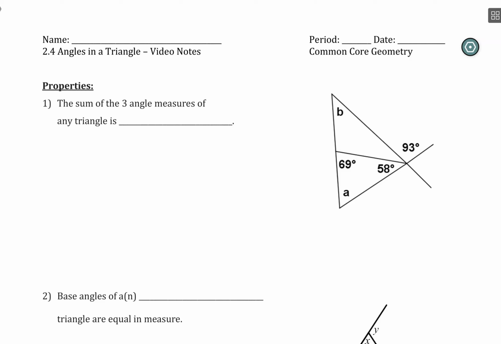So hopefully the first property we already know. This should be a review, but if not, here's an opportunity to learn it now. No matter what type of triangle we have, the sum of those three angles within the triangle will always be equal to 180 degrees. Always.